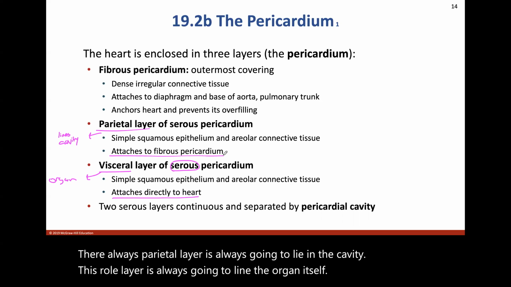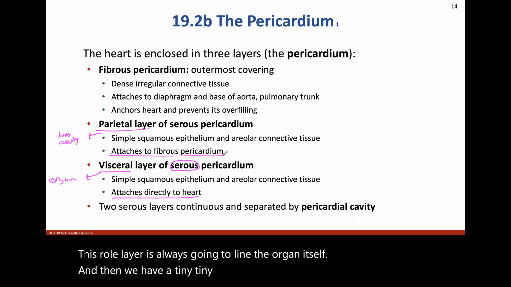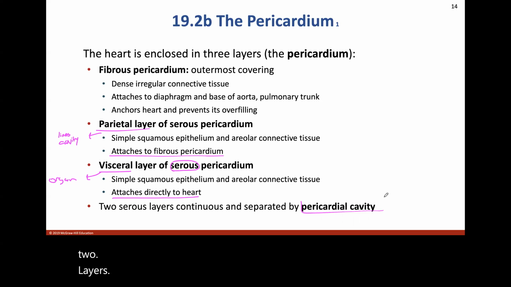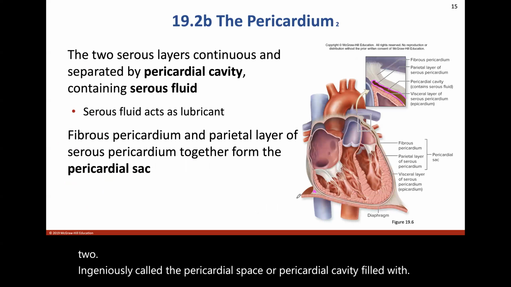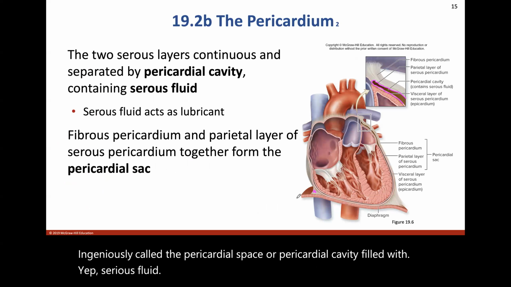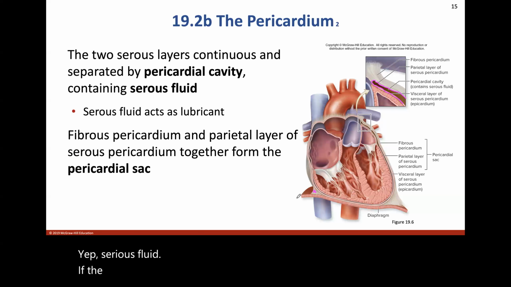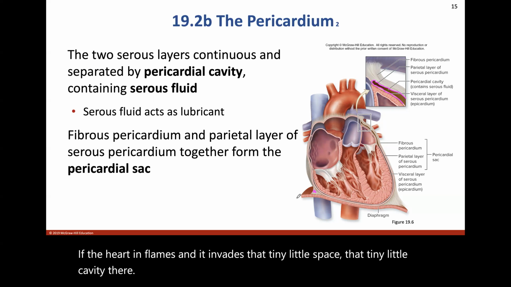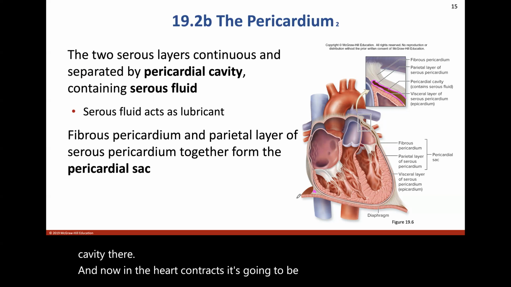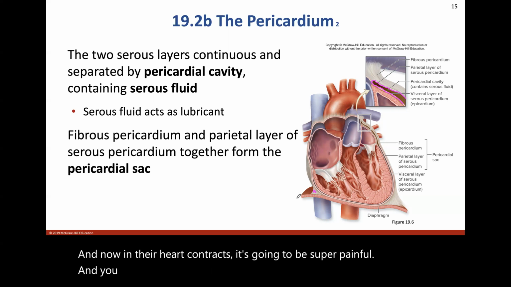And then we have a tiny little space in between these two layers, ingeniously called the pericardial space or pericardial cavity, filled with serous fluid. If the heart inflames, then it invades that tiny little space, that tiny little cavity there. And now when that heart contracts, it's going to be super painful. And you can hear that with the stethoscope.